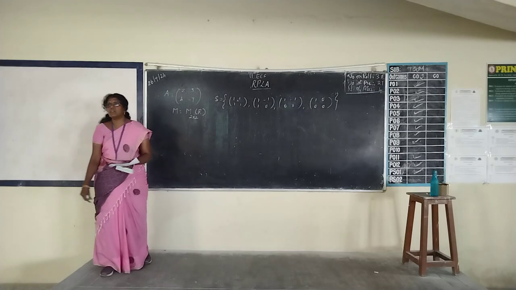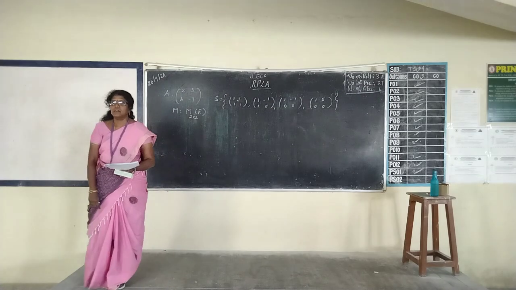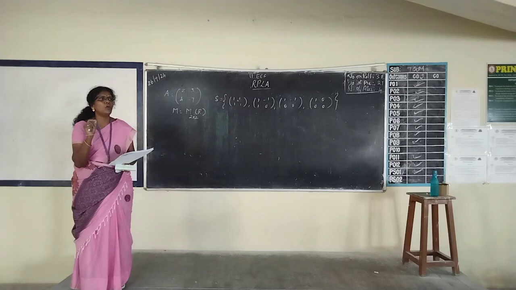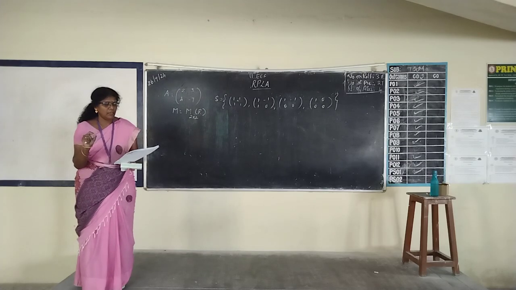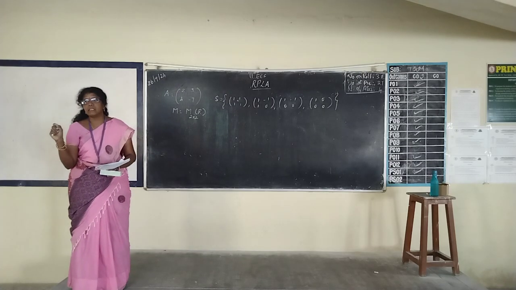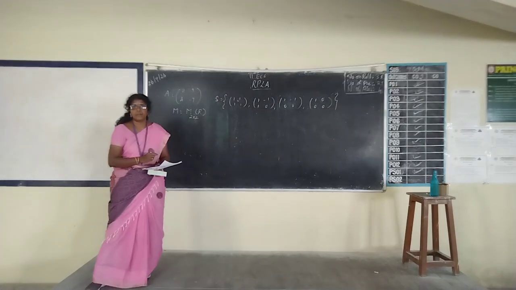Tell me, how do you solve this? What is the question? Find the coordinate of A relative to the basis in R^2. So what is supposed to be found?